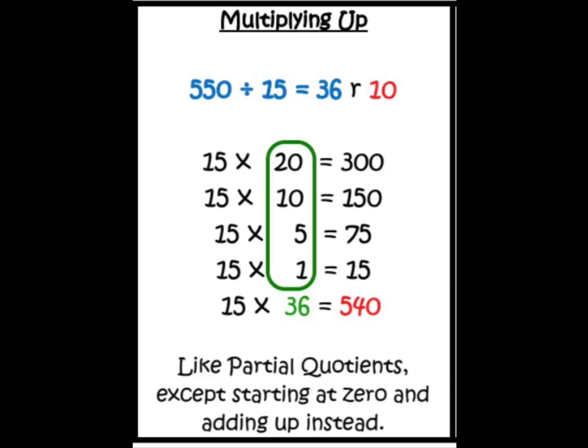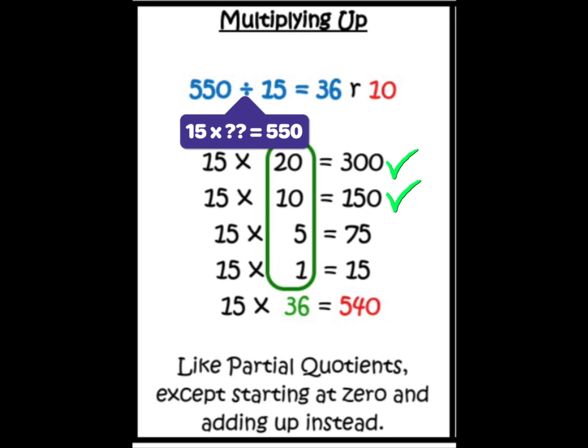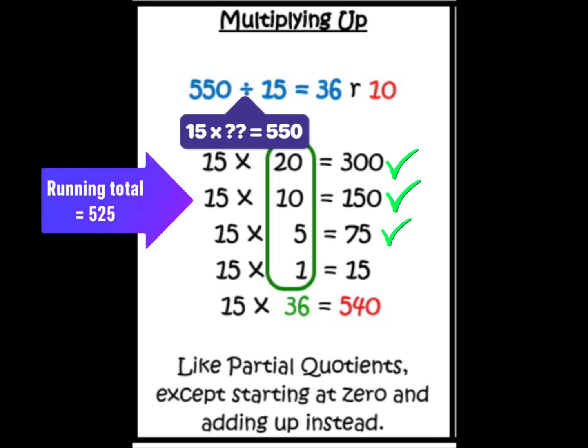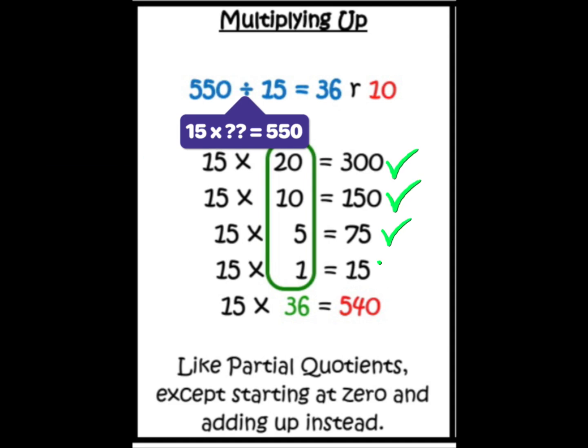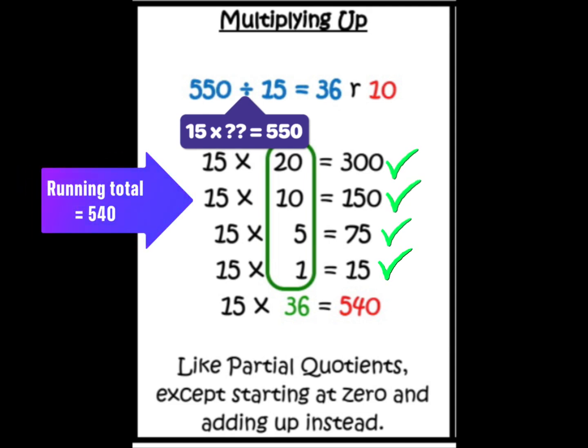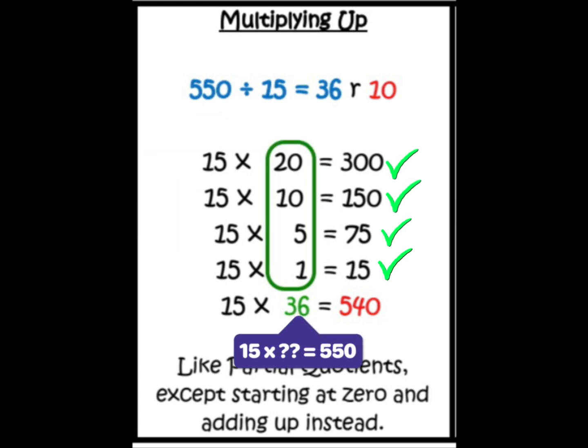Multiplying up. Like partial quotients, except you're starting at 0 and adding up instead. So I can think of this as 15 times what gives me 550. Well, I know that 15 tens are 150, so 15 20s must be double that, and 15 5s must be half of 150. And with a running total so far of 525, I know that I can only add on another 15 before I have a remainder of 10. And I know how many 15s it took to get to 550.